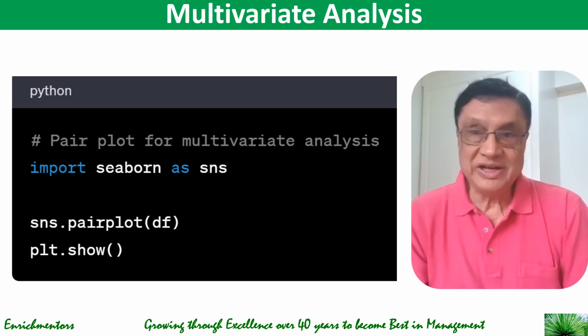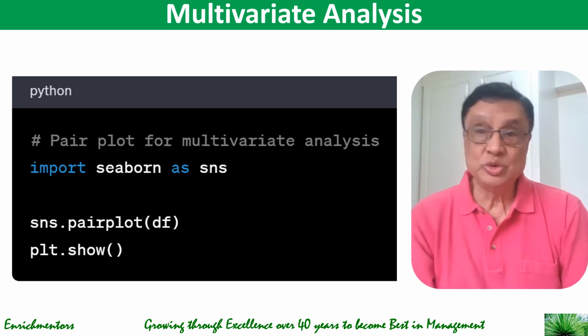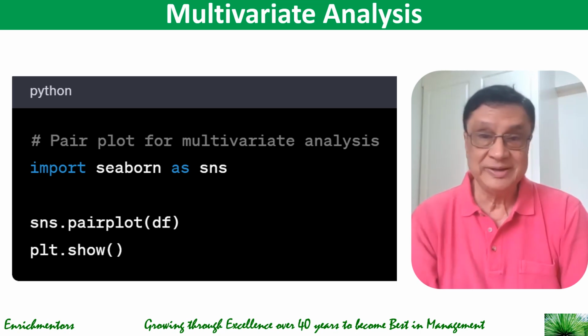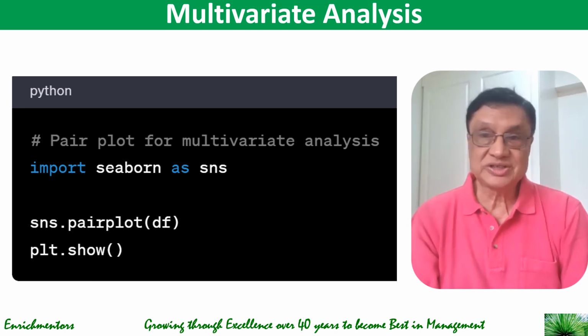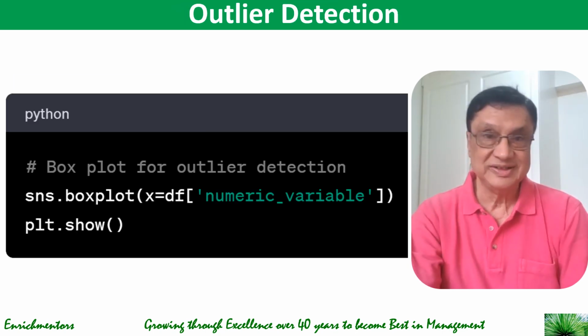Also, you can do multivariate analysis, and you may need to do that. There you extend the analysis to multiple variables simultaneously, and utilize techniques like pair plots, as you see here in the code, correlation matrices, and parallel coordinates plots. So these are various techniques that you can use in Python to do the multivariate analysis.